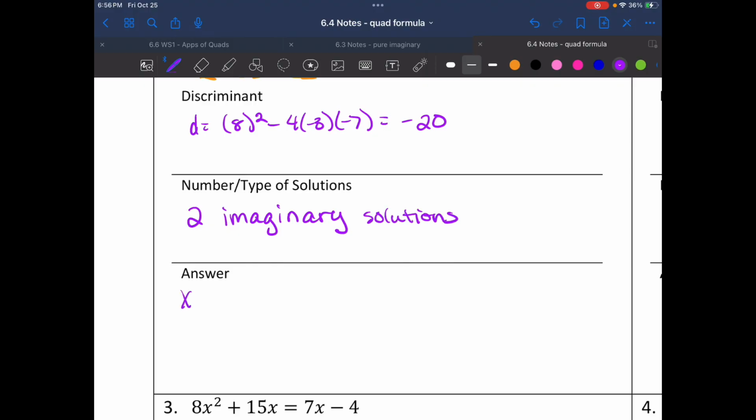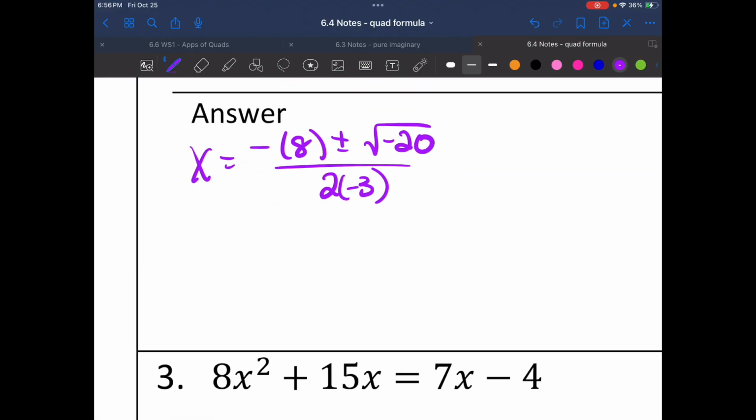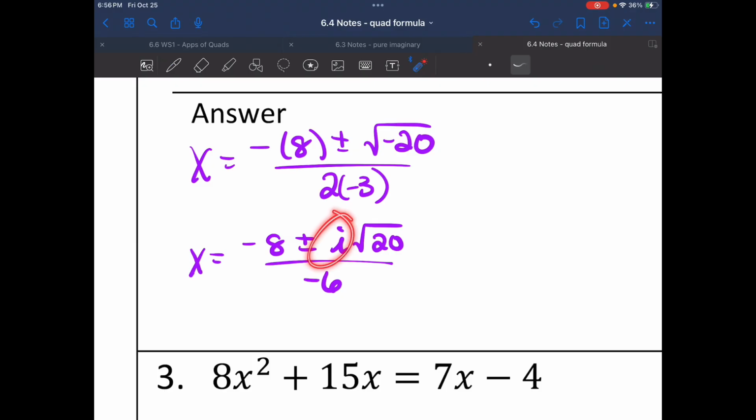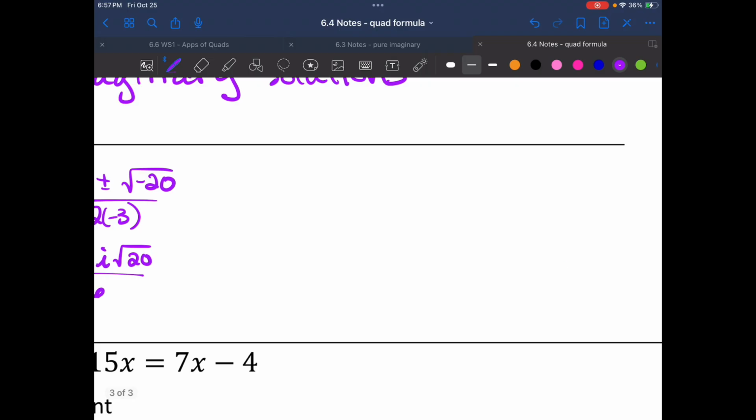And we can go ahead and solve. X equals negative B plus or minus the square root of the discriminant over 2A. I'm going to go ahead and take the I out. It's a habit when I do these types of problems and that discriminant is negative, I just take the I out first. I'm going to go ahead and simplify the 20.